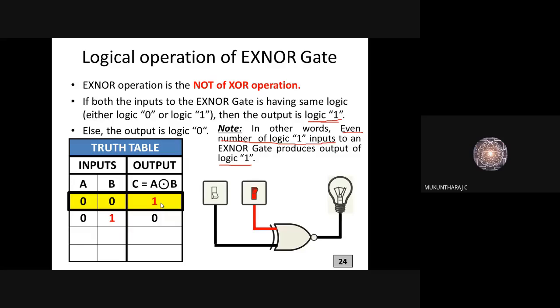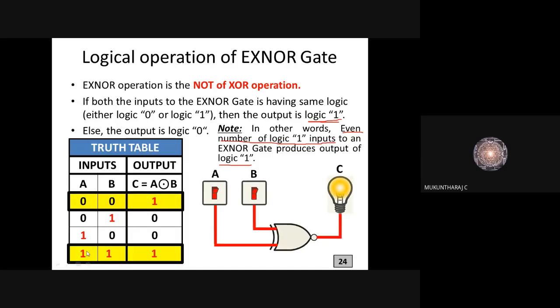Then the second case, 0 1. The logics are different on both the inputs, and also the number of logic 1s on this input is odd. So output goes to logic 0. In the third combination, 1 0, here also both the inputs have different logic, and also the number of ones available in the input is odd. So output goes to 0.